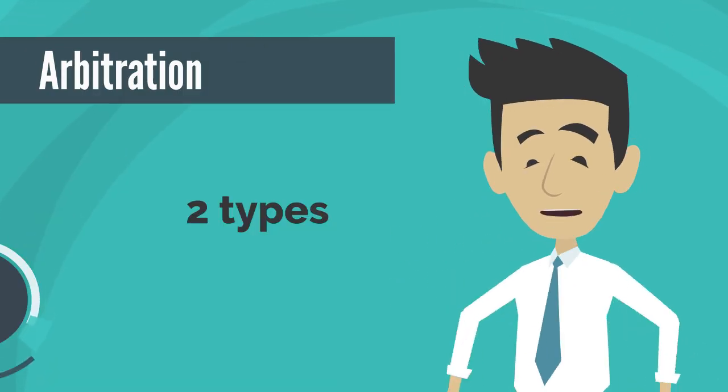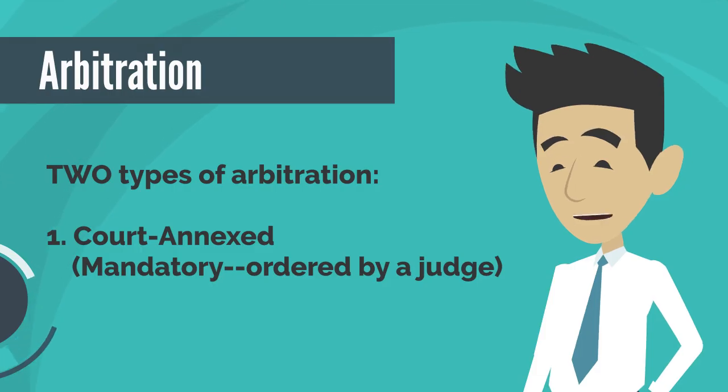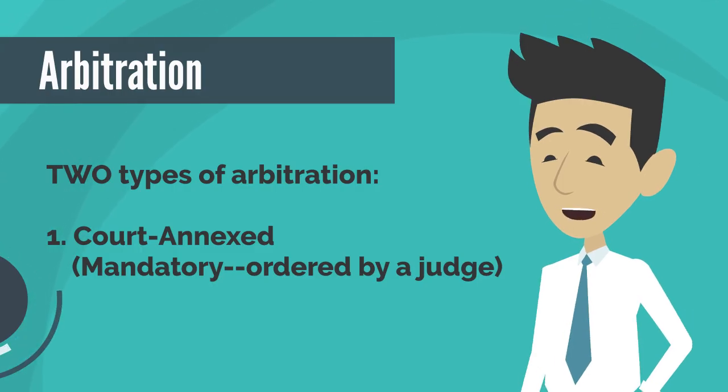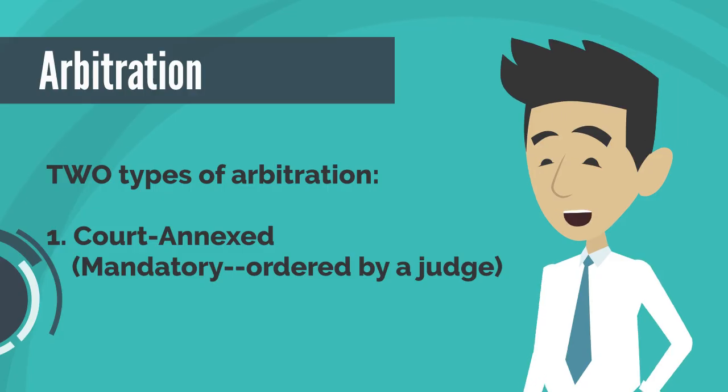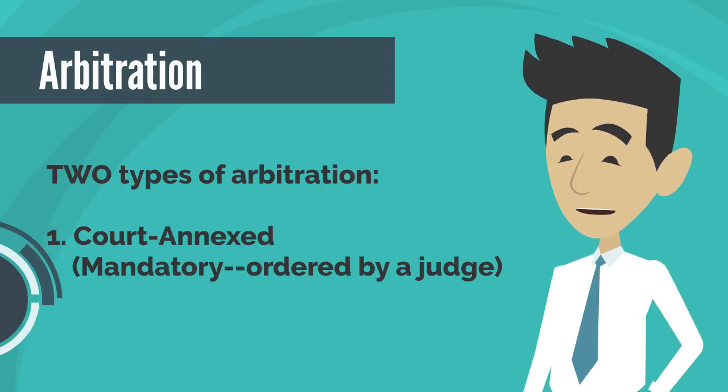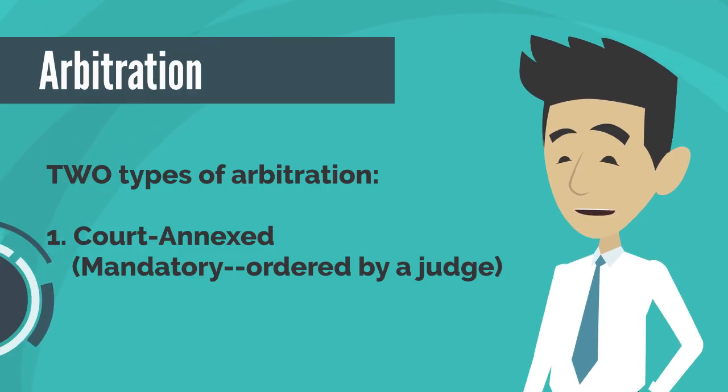There are two types of arbitration. The first type is court-annexed. This means arbitration was ordered by a judge and is a mandatory process. However, not all Illinois counties have mandatory arbitration, and for those that do, the rules vary by county.